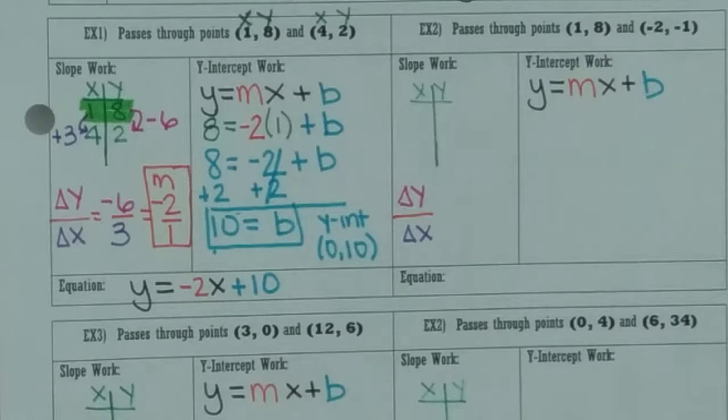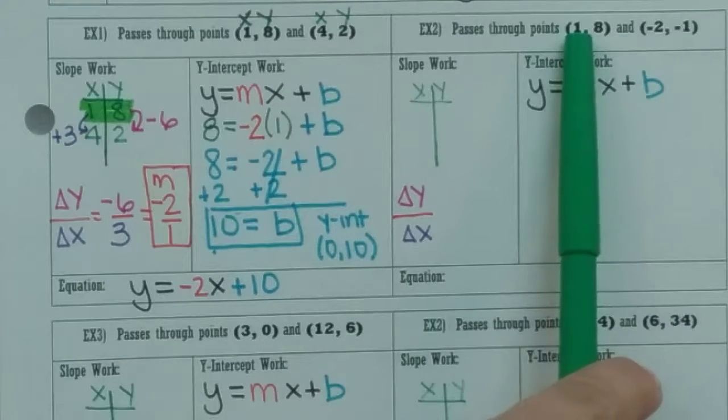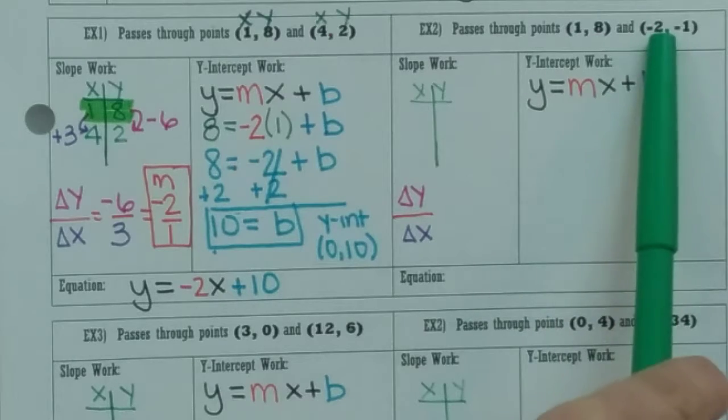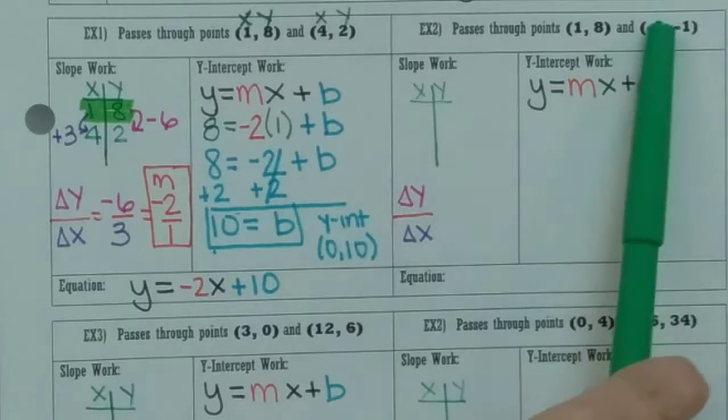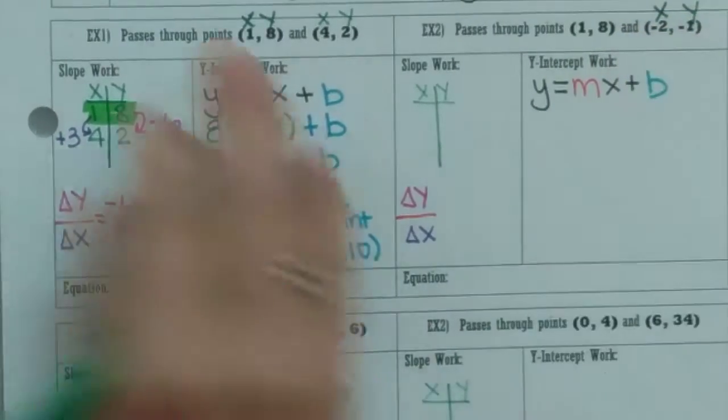Moving on to example 2. Now this one, I'm going to set up the table. I'm not going to put the first point in first because I always like to have the smaller x value come first in my table. -2 is smaller than the x value of 1, so let's put that in our table first.